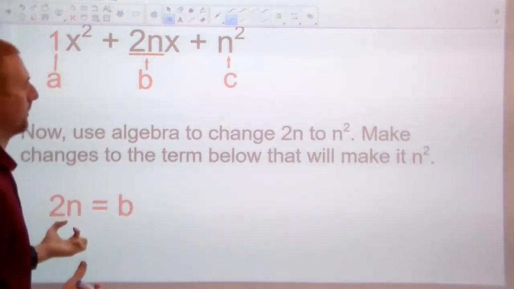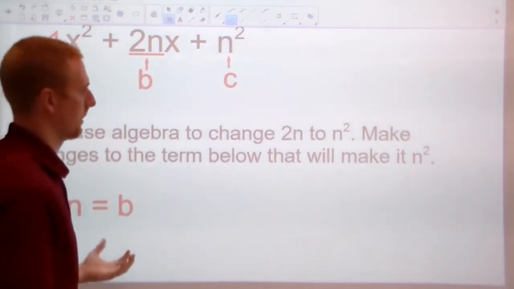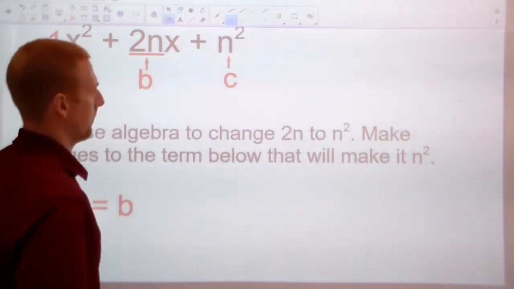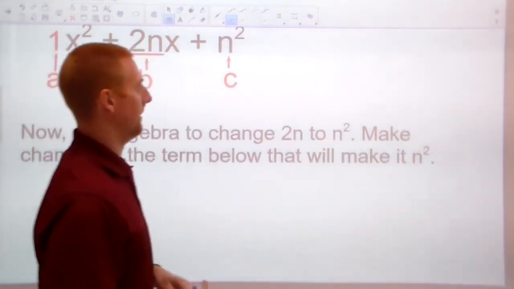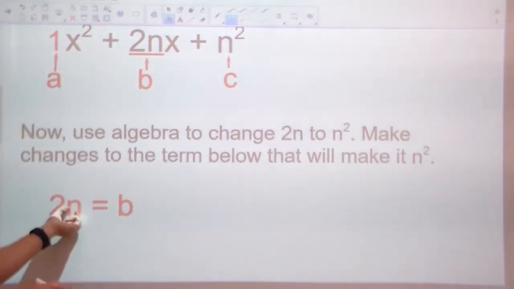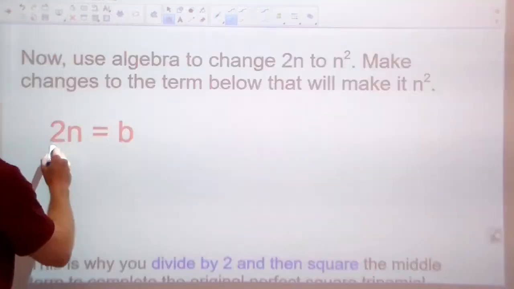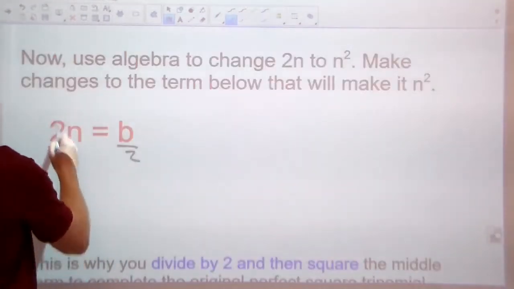So I want to be real deliberate here. I'm going to say that 2n is my b value, just to give it something to call it, but I want to solve for n, and I want to turn it into n squared. So pause, take a moment, solve this for n, and then turn it into n squared, and then see what you get. First step to solve it, I'm going to divide by 2.